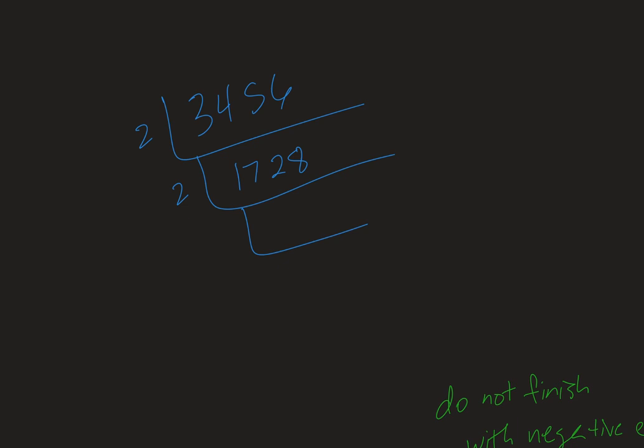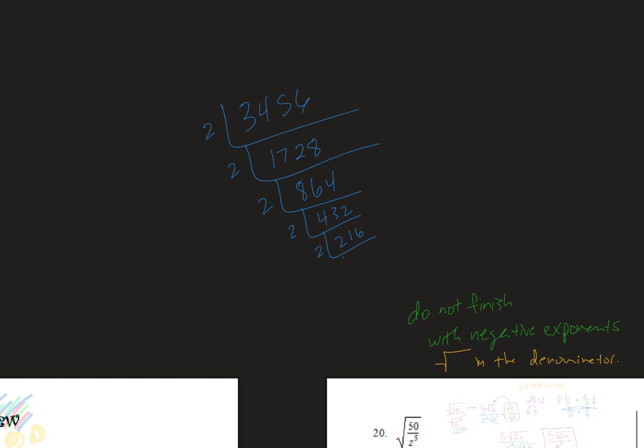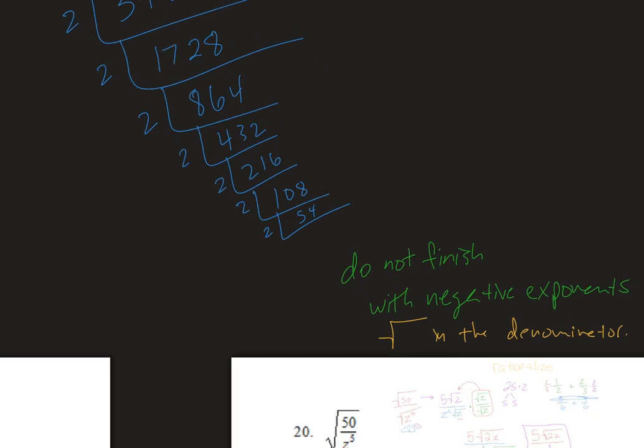1,728, let's see, we can divide that by 2, and 864, I believe. Divided by 2 is 432. Divided that by 2 is 216. Divided by 2 is 108. And look, we're approaching the same thing we just did. This is 54. 2 times 27. And this is going to end up being 3 times 3 times 3.